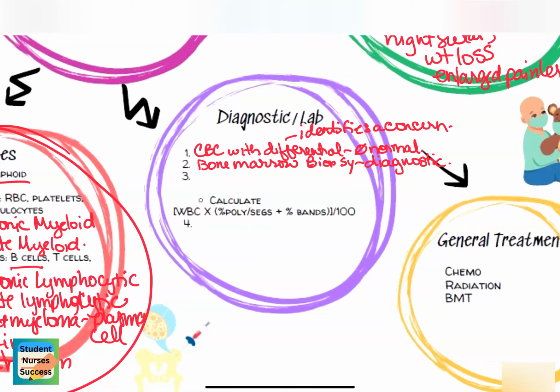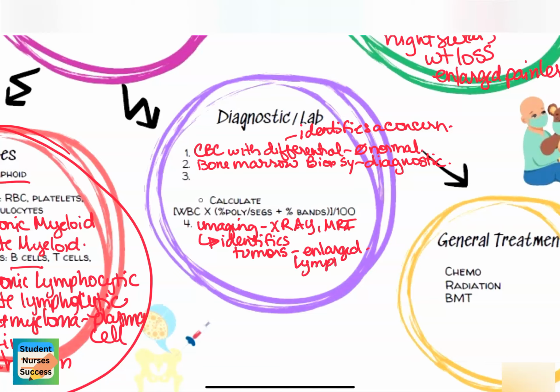The other thing that you might see, and I'm going to put this down here, is imaging studies. Things like x-rays, or maybe MRIs. These could identify maybe metastasis or tumors or enlarged lymph nodes where maybe B lymphocytes have gathered and collected there. But again, that won't be diagnostic either. The bone marrow biopsy is really your diagnostic test.